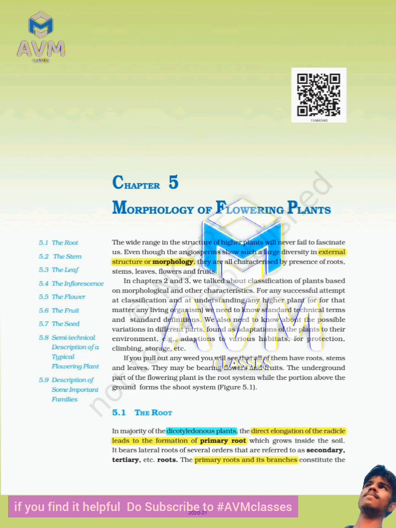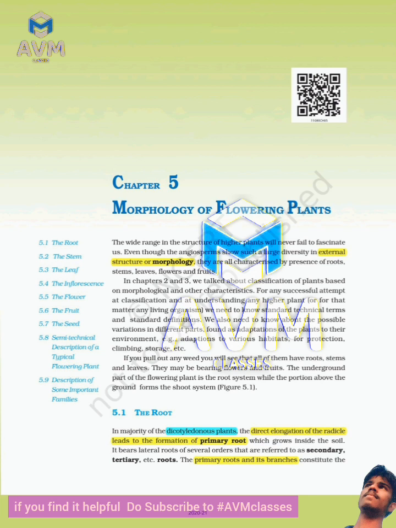In chapters 2 and 3, we talked about classification of plants based on morphological and other characteristics. For any successful attempt at classification and at understanding any higher plant, we need to know standard technical terms and standard definitions. We also need to know about the possible variations in different parts found as adaptations of the plants to their environment, that is, adaptations to various habitats for protection, climbing, storage, etc.